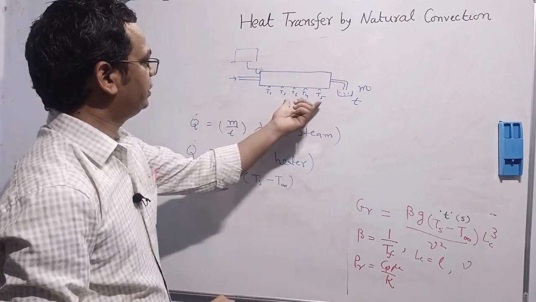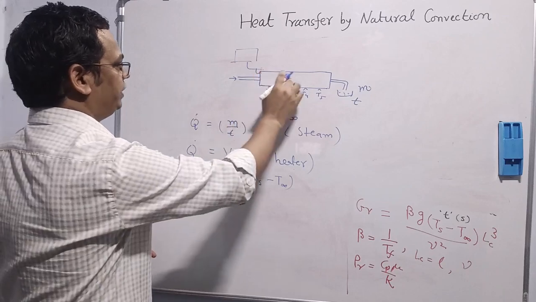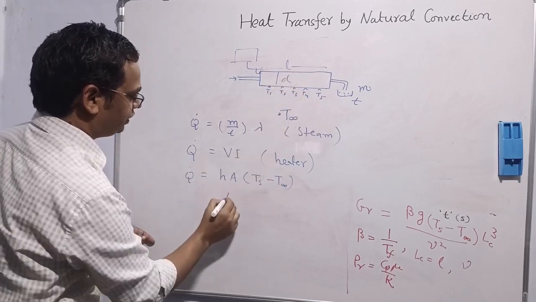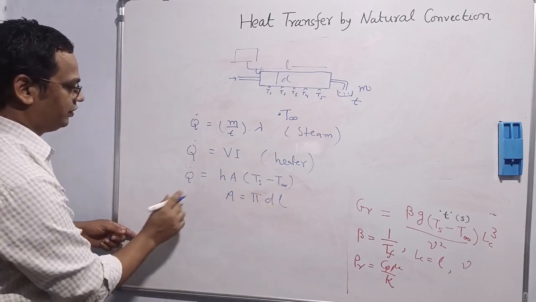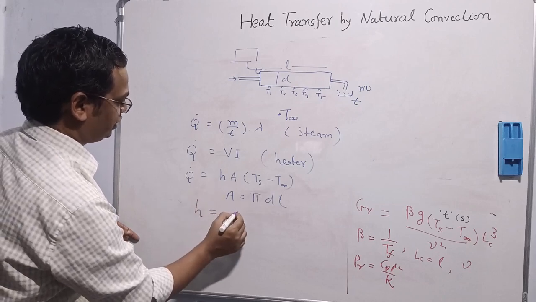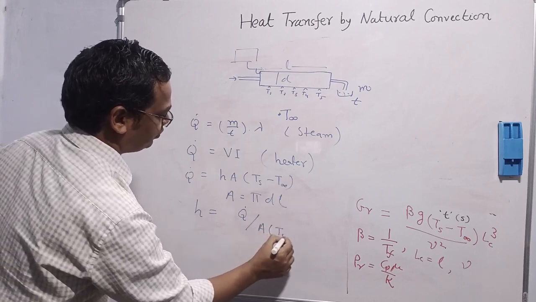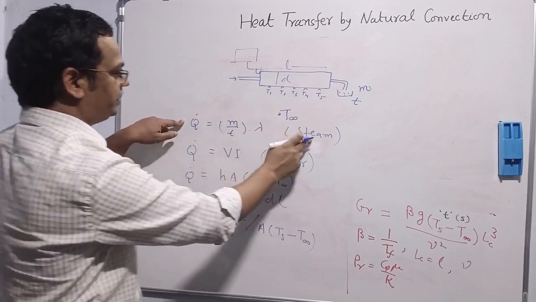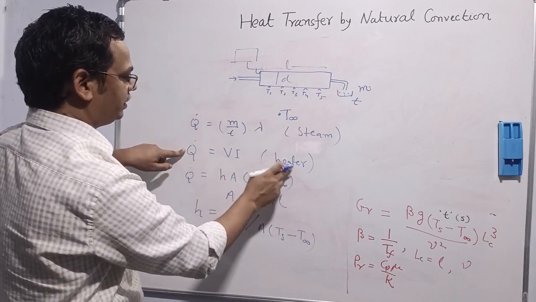Ts is the average of all the surface temperatures. Area will be pi d L. Suppose this is the L, diameter d, so area will be pi d L. So from here we can find h. This is the experimental approach: Q dot by A into Ts minus T infinite. Q dot means either this one if in our setup steam is there, otherwise this one if in our setup heating is provided by heater.